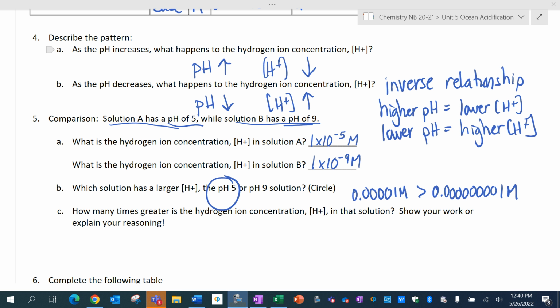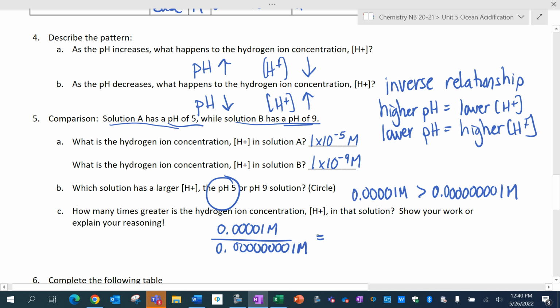All right, so pH 5 has a greater concentration, and then let's quantify that. So how much greater is that? Well, let's take these two numbers. So 1, 2, 3, 4, 5 divided by 1, 2, 3, 4, 5, 6, 7, 8, 9. And you can actually stop, and plug these numbers into your calculator.